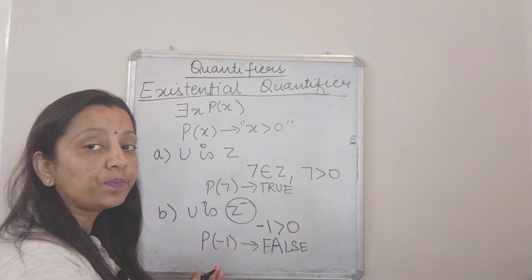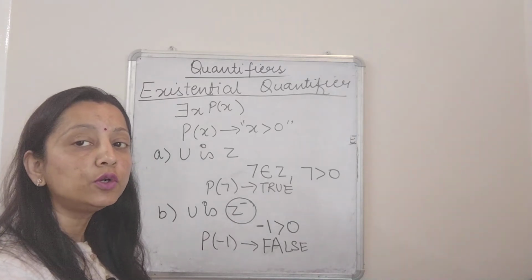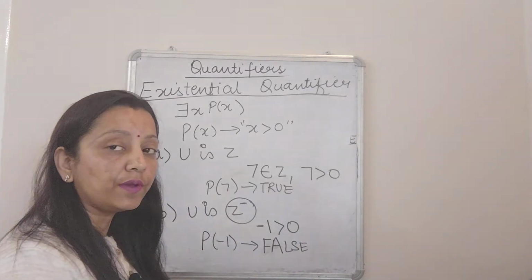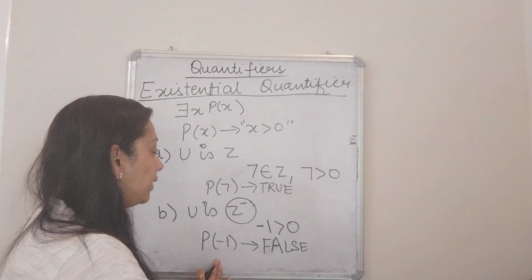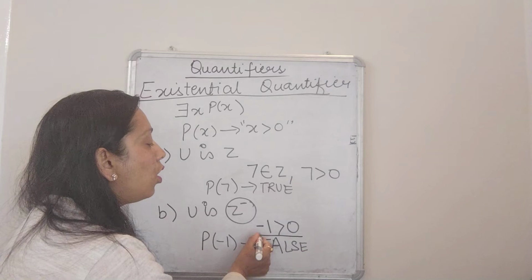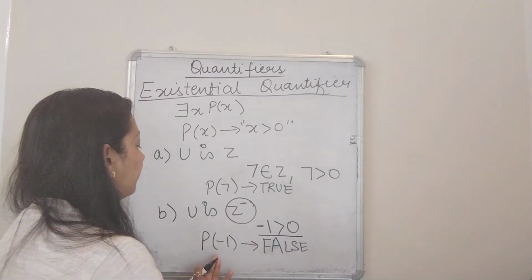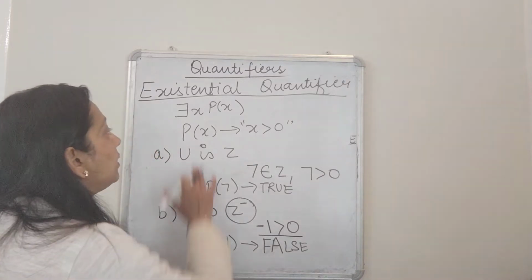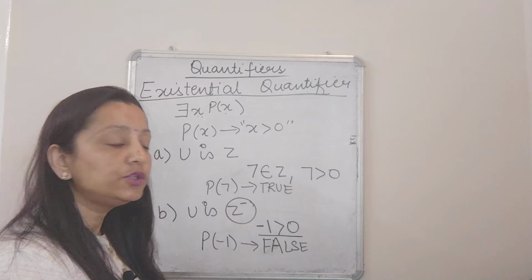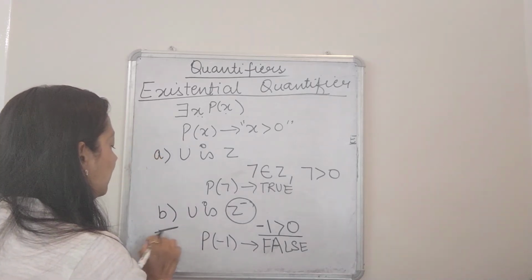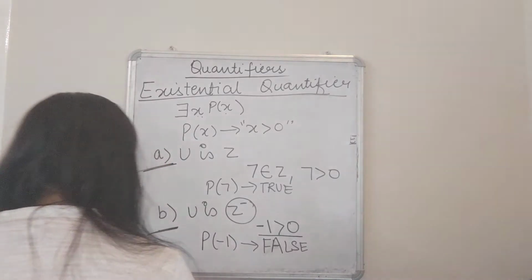So here we were concerned about any one such value which could give you a truth value true for p of x, but here no such value can give a true truth value for p of x, because no negative integer can be greater than 0. Hence in this case, for the existential quantifier, there does not exist any such x for which p of x can be true. Hence it is not a proposition in case B, but in case A it is a proposition.